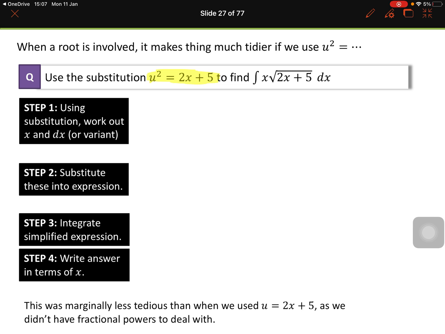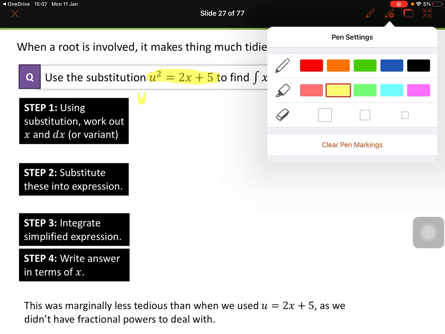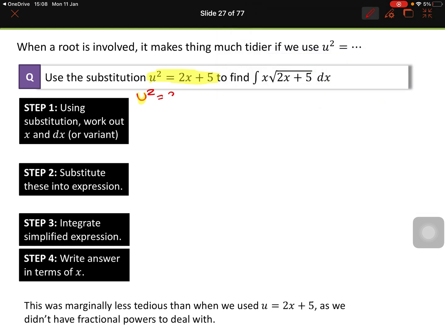Same process though. So if I know that u squared equals 2x plus 5, I'm still going to manipulate this so I have x equals. So it's just going to end up being (u squared minus 5) over 2. Now, this is where a bit of implicit differentiation comes in, because I'm going to differentiate both sides with respect to x. Remember, when we differentiate something like u squared with respect to x, this is going to become 2u du/dx. Implicit differentiation. Then we differentiate the other side, 2x plus 5 will just become 2.